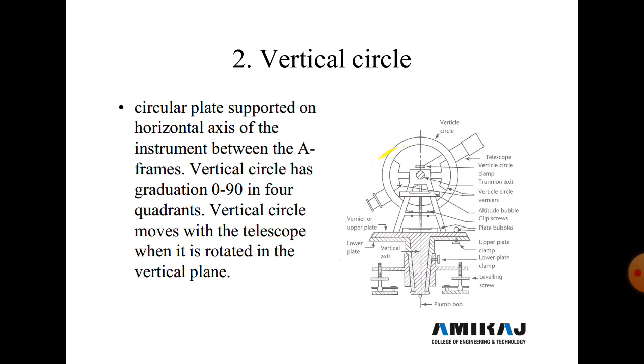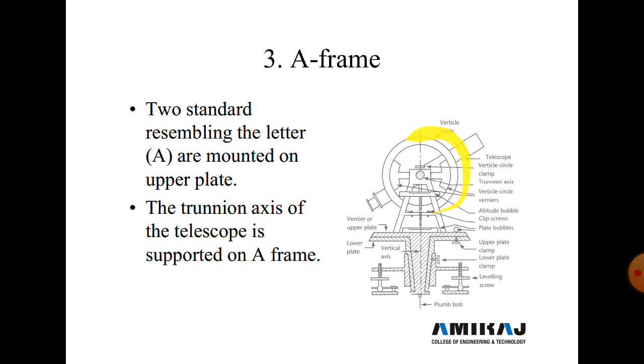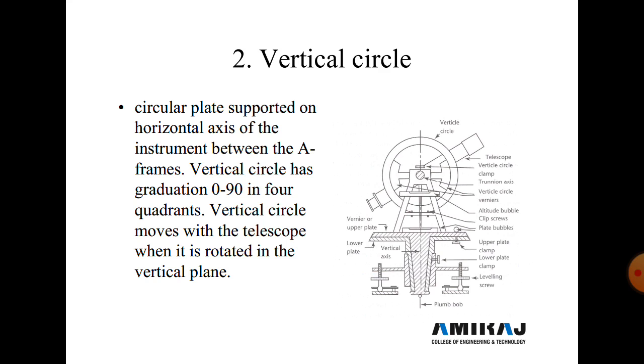And next is the vertical circle. Here this vertical circle is provided. The circle plate is supported on the horizontal axis of the instrument between the A-frame. This one is the A-frame, like the alphabet A. See this A. The vertical circle is graduated from 0 to 90 degrees in 4 quadrants, so the total is 360. And the vertical circle moves with the telescope when it rotates in a vertical plane only.